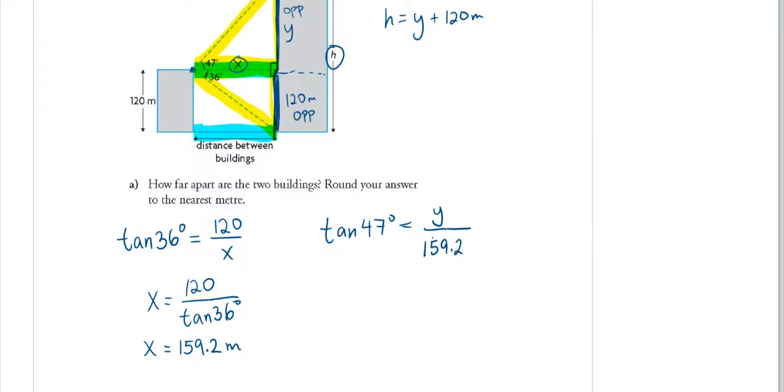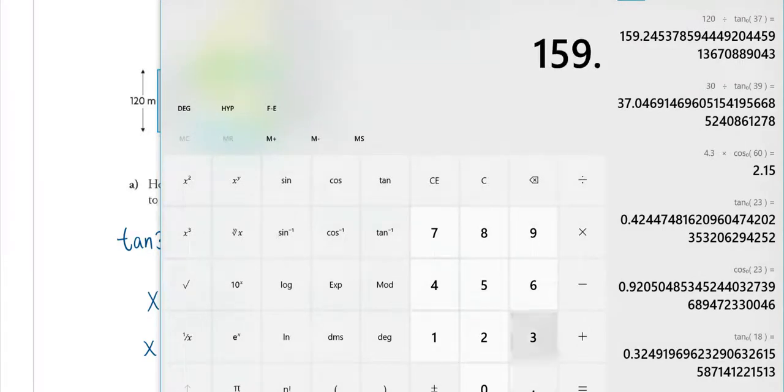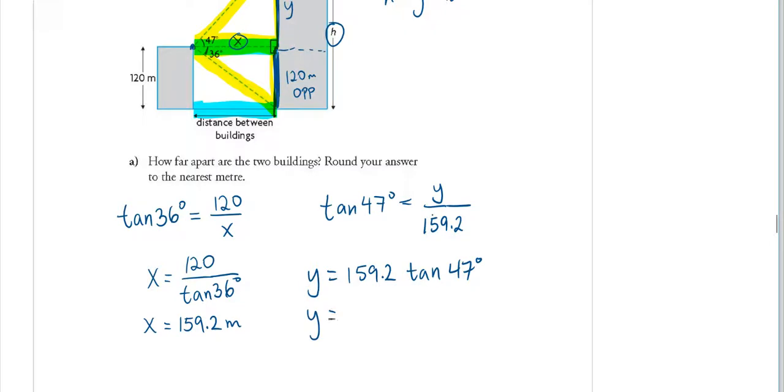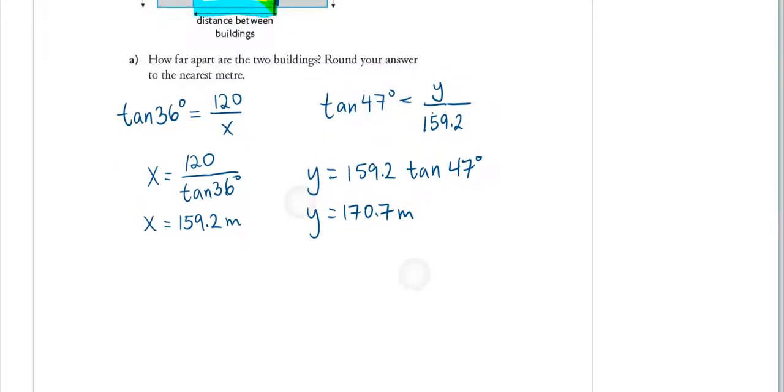Now if I multiply both sides by 159.2, I would get y equals 159.2 times the tangent of 47 degrees. And doing that on my calculator, 159.2 times the tangent of 47 degrees equals 170.7. So y equals 170.7 meters.